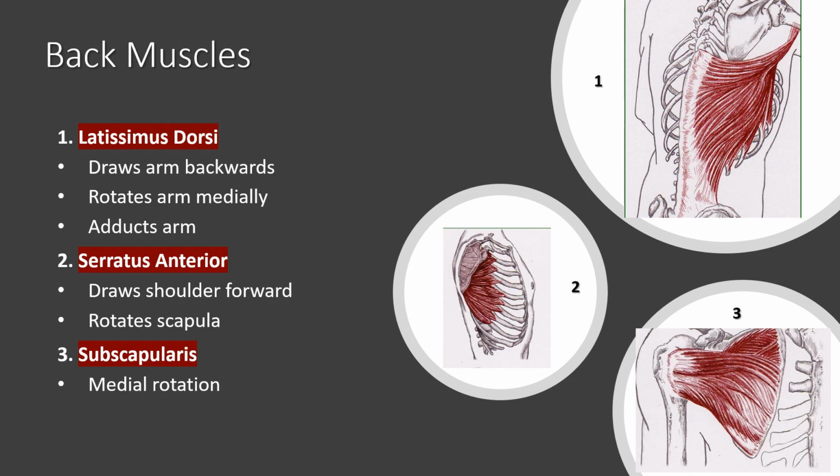Subscapularis is a muscle that, as it says by its name, it's underneath the scapula. And it has a sort of scapular sandwich with the infraspinatus. So the infraspinatus is on the top of the back, and the scapula is underneath, and then the subscapularis is underneath. It attaches to the front of the humerus, so it medially rotates the humerus.